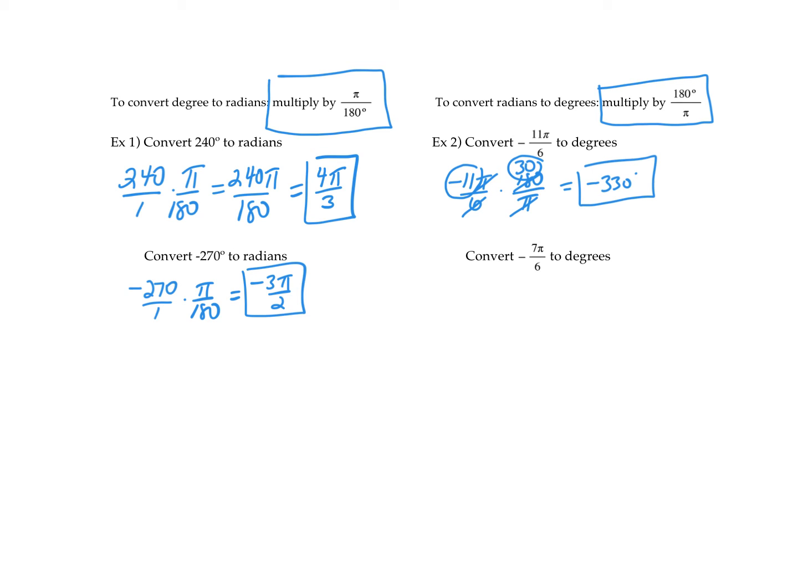Until you really get used to working with radian measure, you may want to convert your angles to degrees, just to help you make sense of what the angle looks like when graphed. Negative 7 pi over 6, we're going to multiply it by 180 over pi. Pi is divided. 6 goes into 180 30 times. Negative 7 times 30 is negative 210.